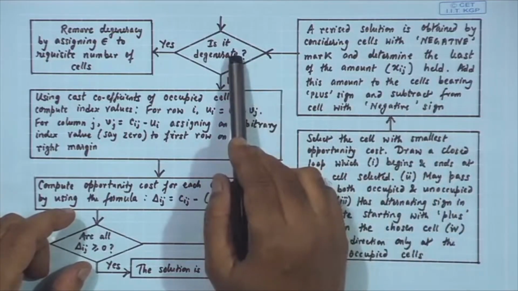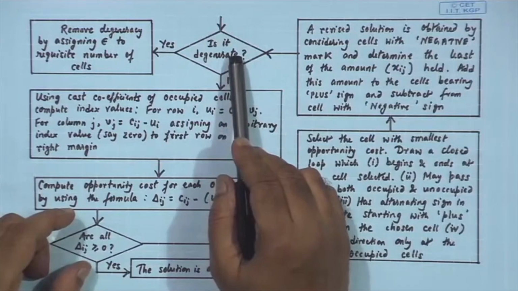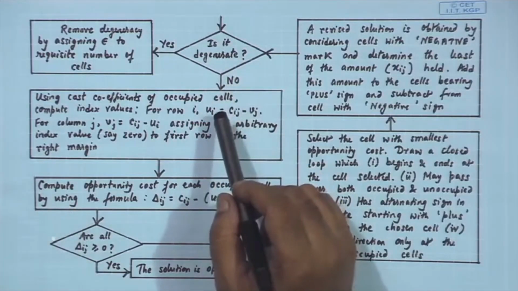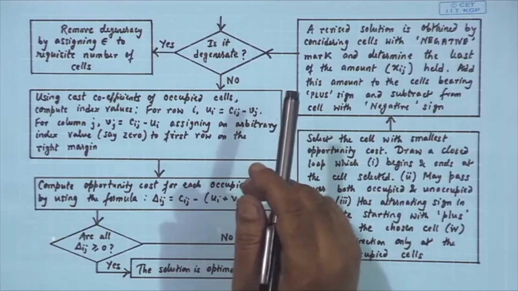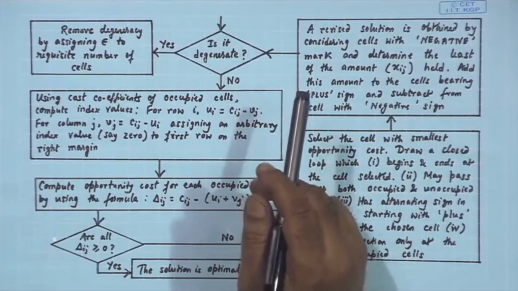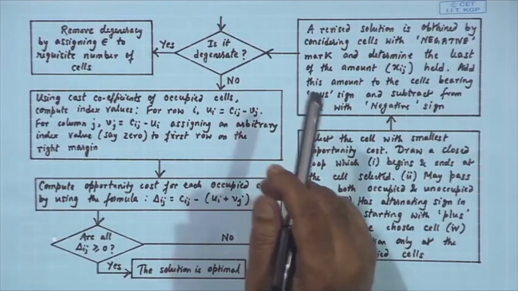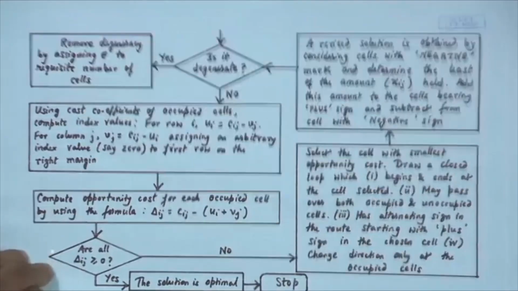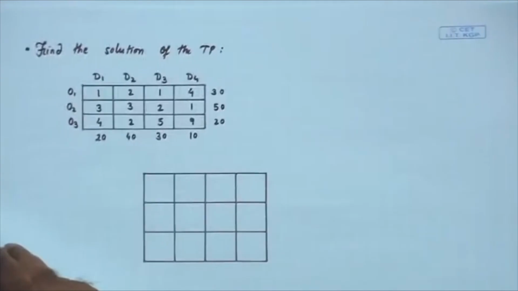Then again you will check whether it is degenerate or not. If it is not, we will repeat this particular process again. So, I hope it is clear what we are going to do for this. Now let us take one example, so that you can understand it in a much better way.